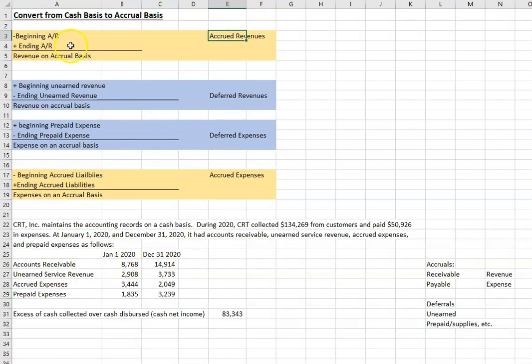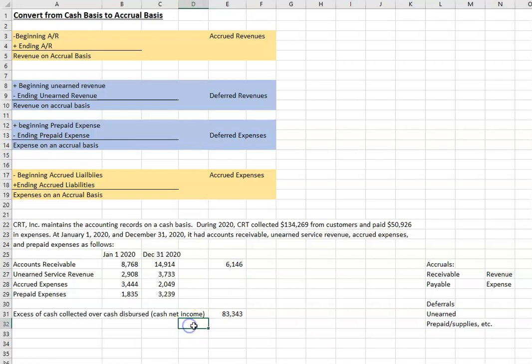It says negative beginning accounts receivable plus ending accounts receivable. So I'm going to click on the beginning and put that in as negative, plus ending accounts receivable, which I'm going to add. So what I'm saying here is negative 8768 plus 14914. Whatever answer I get is its impact on revenue. It is going to increase revenue by 6146.